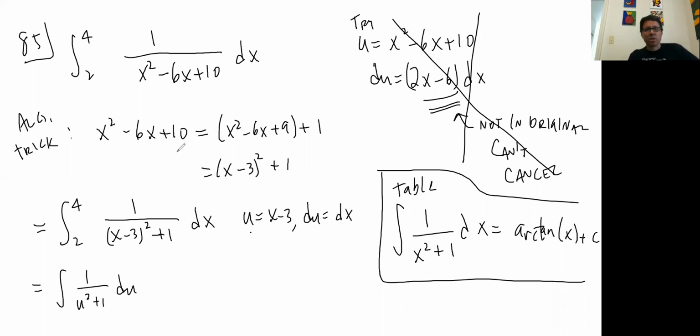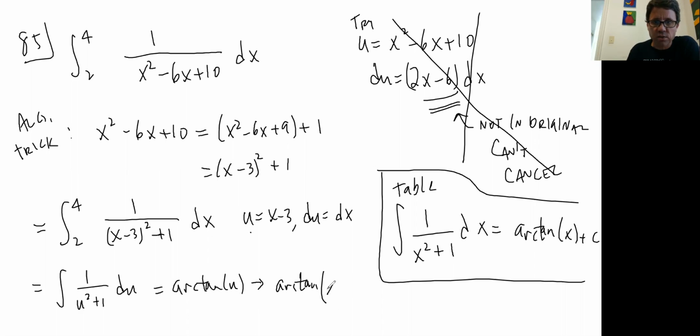So with that one little sneaky trick, you can get down to this. And now this is arctan of u. I don't need the plus c because I know I'm going to plug in some bounds. So replace u, and I get arctan of all that mess, x squared minus 6x plus 10. And then I have to sub in 2 and 4.